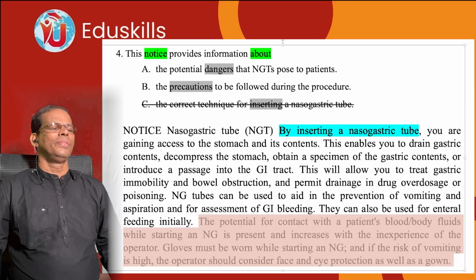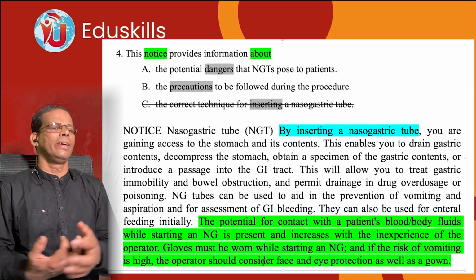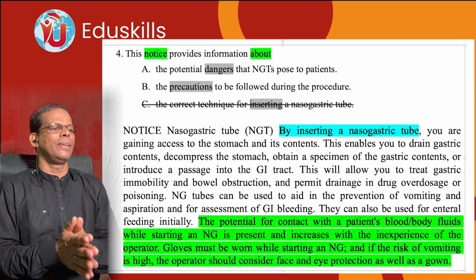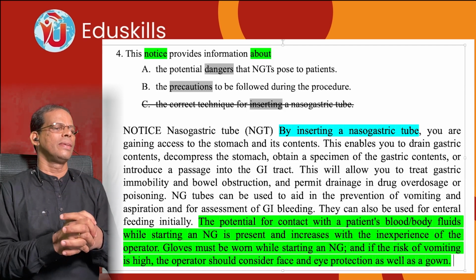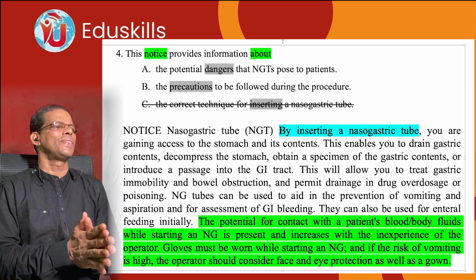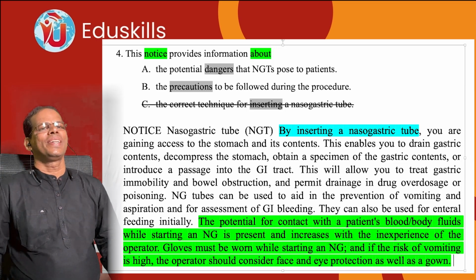Precautions. Yes, clearly precautions, right? Gloves must be worn while starting an NG, and if the risk of vomiting is high, the operator should consider face and eye protection as well as a gown. So precautions. Yes. So what is the answer? B. Precautions.